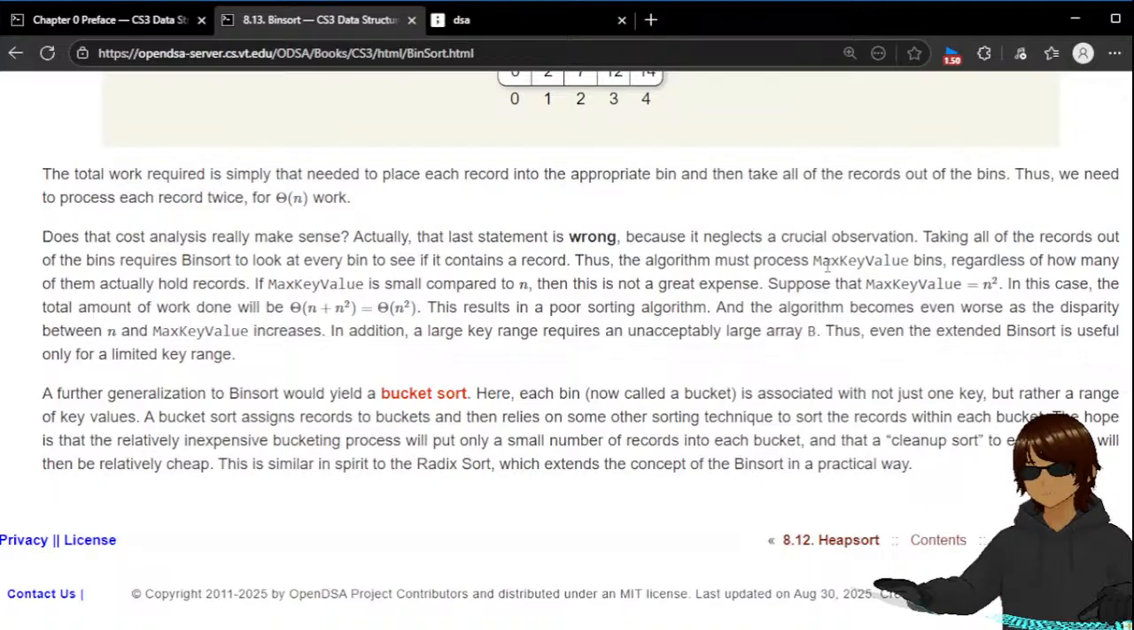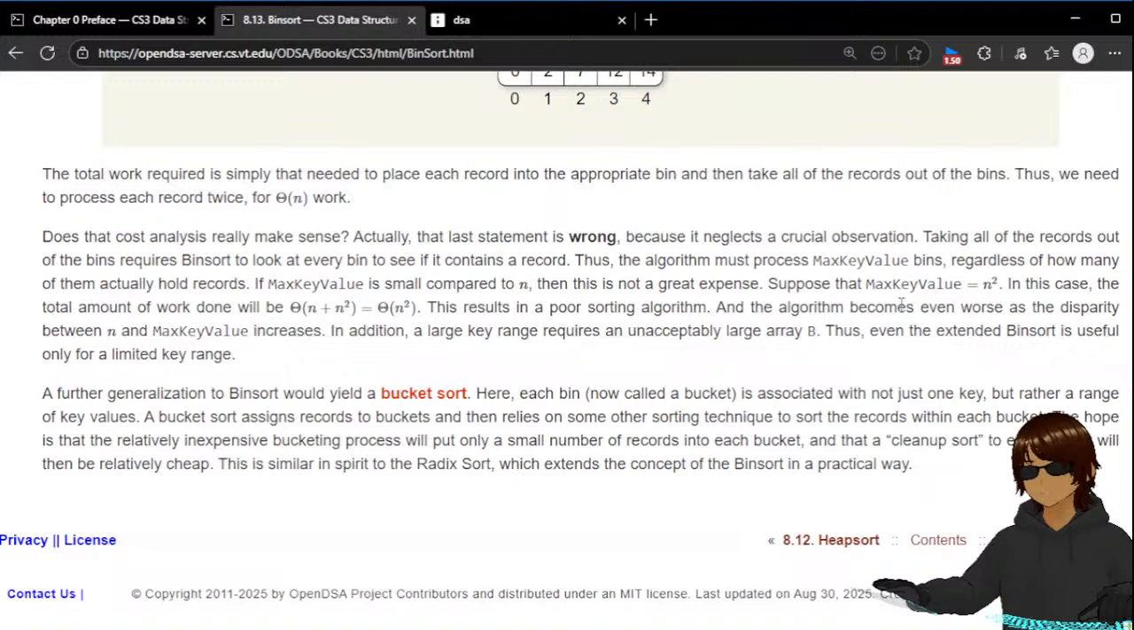Thus, an algorithm must process max key value bins regardless of how many of them actually hold records. If max key value is small compared to n, then this is not a great expense. Suppose max key value is n squared. In this case, the total amount of work will be theta of n plus n squared, which is theta n squared. This results in a poor sorting algorithm.